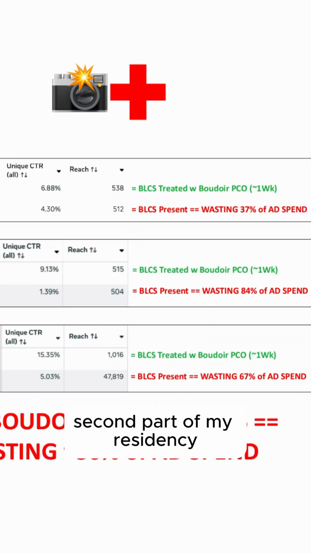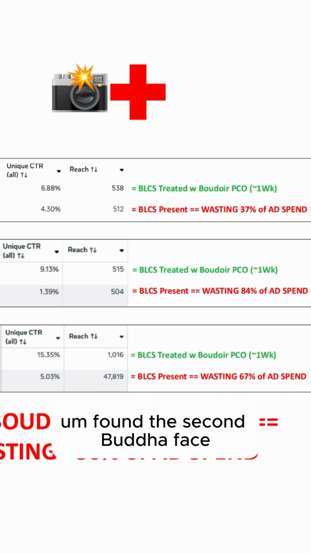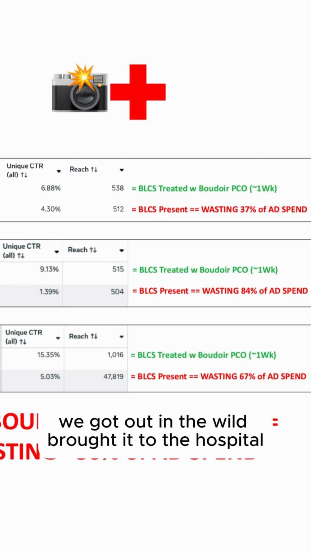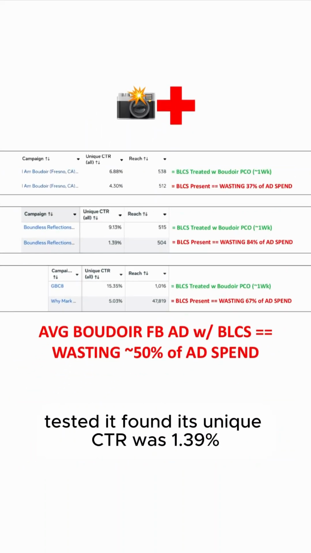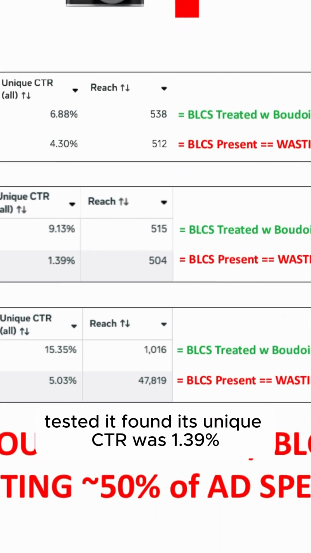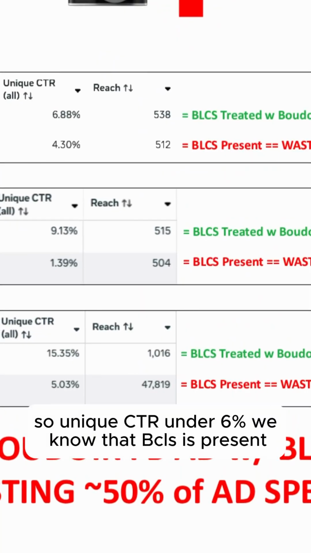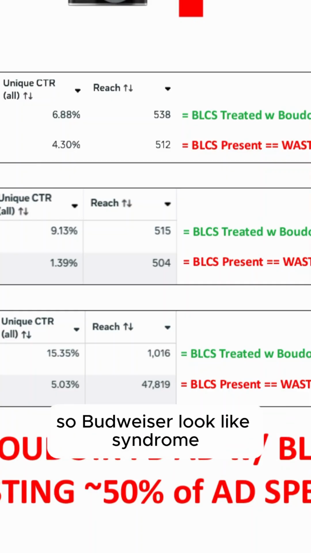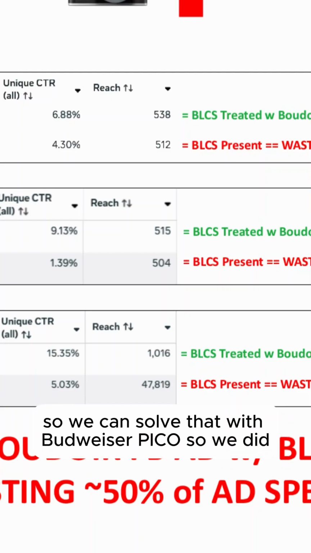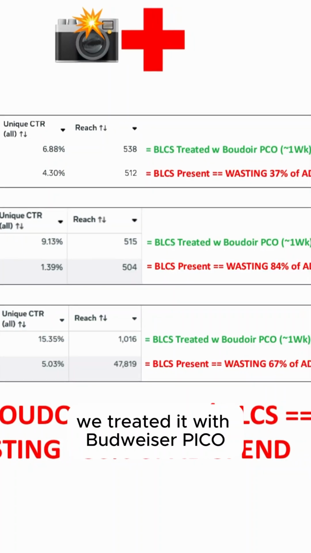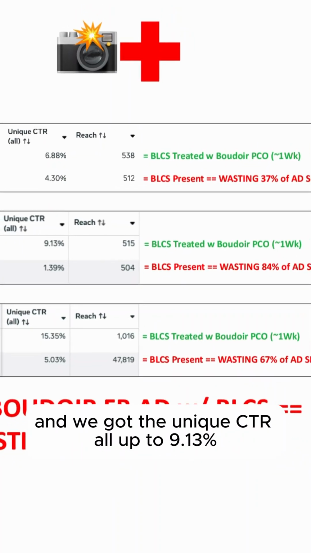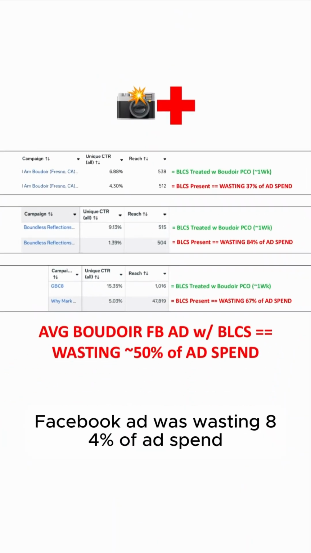Second part of my residency, I found a second Boudoir Facebook ad out in the wild, brought it to the hospital, and tested it. Its unique CTR was 1.39%. So with a unique CTR under 6%, we know that BLCS is present, Boudoir low click syndrome. So we can solve that with Boudoir Pico. We treated it with Boudoir Pico, it took about a week, and we got the unique CTR up to 9.13%. So we found out the original Boudoir Facebook ad was wasting 84% of ad spend.